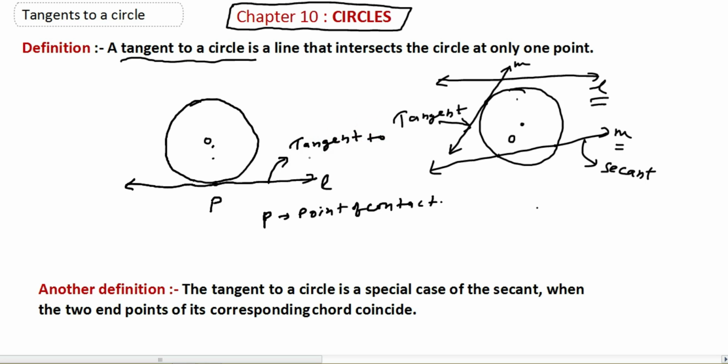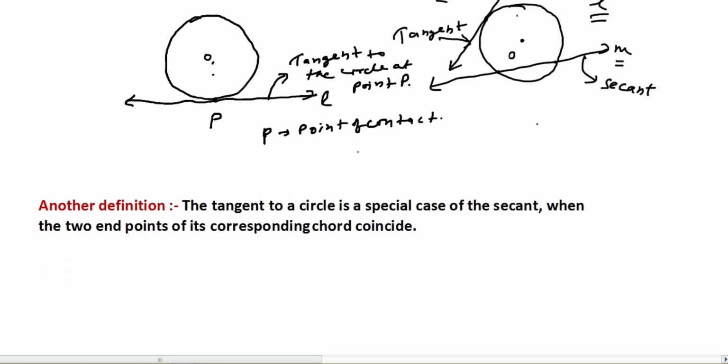Tangent to the circle at point P. So this line L is called the tangent to the circle at the point P, and point P is named the point of contact. This is the basic concept of a tangent to a circle. We have to keep in mind the two types of line: one is the tangent, another is the secant. Clear? Now, how can a secant become a tangent?